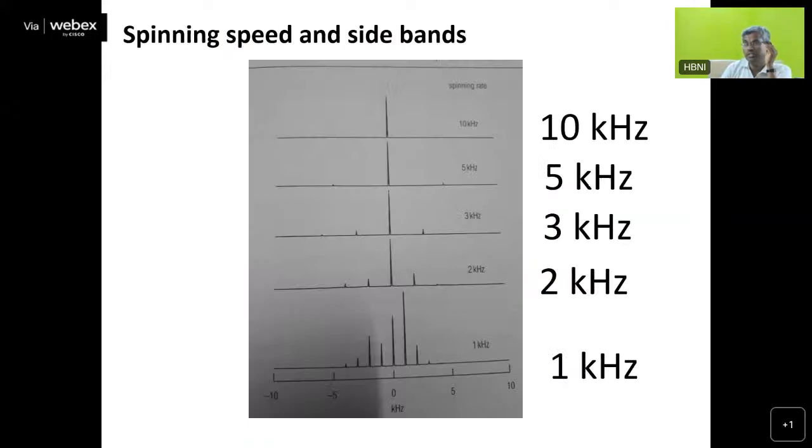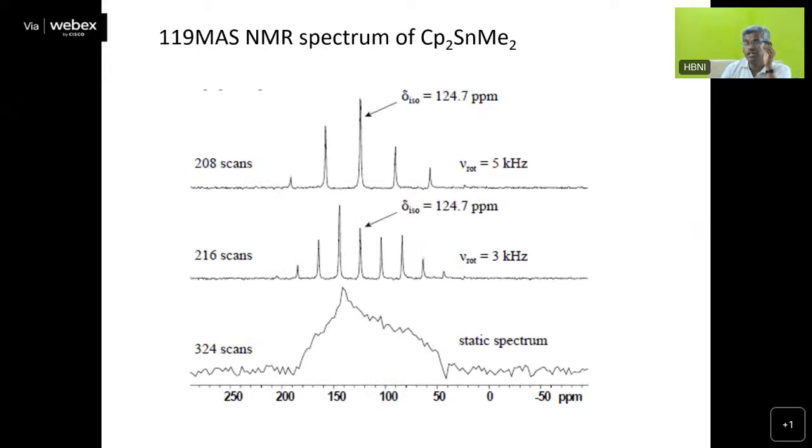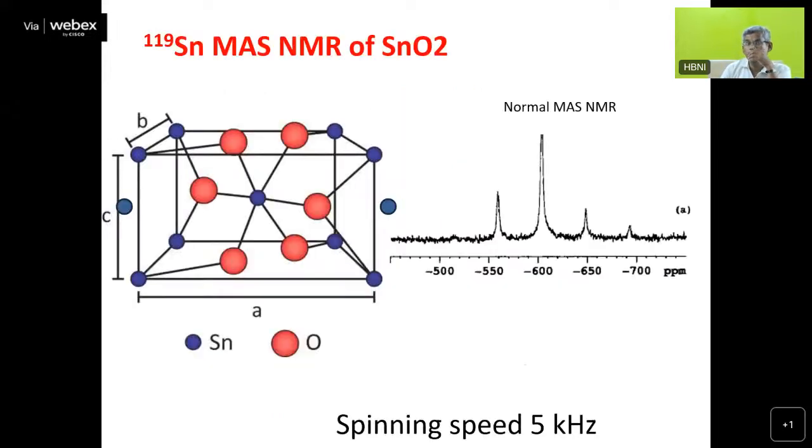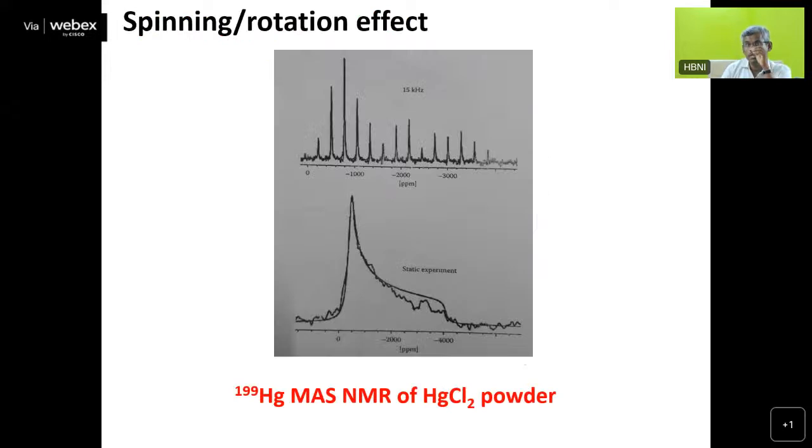By doing MAS NMR, you can generate a very narrow line shape, and the sidebands which are generated can be removed by going to higher and higher spinning speeds. But remember that going to higher and higher spinning speeds is difficult because we should have a mechanical system for that. So many times we encounter problems while going for higher and higher spinning speeds. I think I showed a similar spectrum for a mercury sample in the last class also.